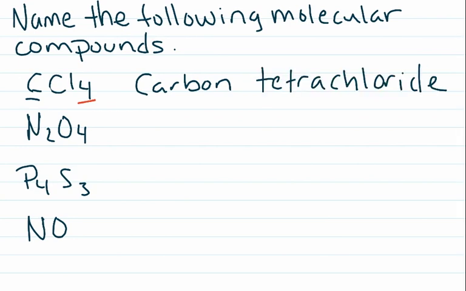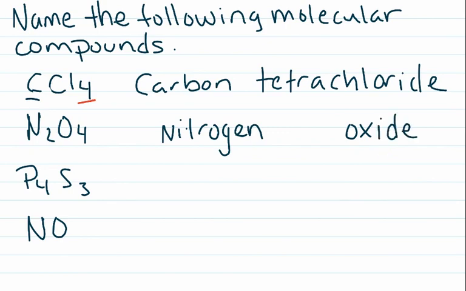The next one, the first element is nitrogen, so we'll write nitrogen. And the second element is oxygen. Since it's the second one, we'll take off the last syllable, the gin, and we'll put oxide. Since it's oxygen, we change that Y to an I. That's just how it's spelled. Okay, so we have nitrogen oxide.